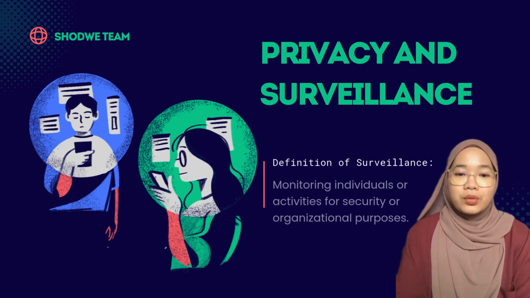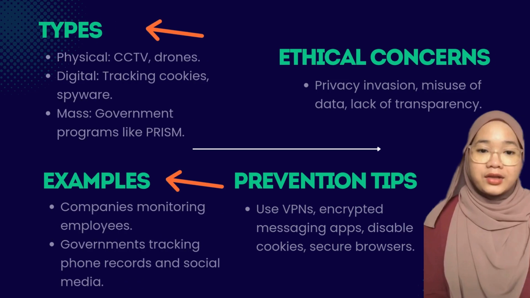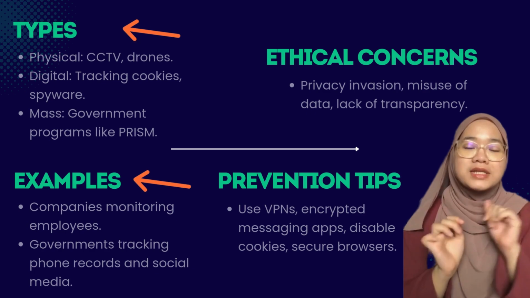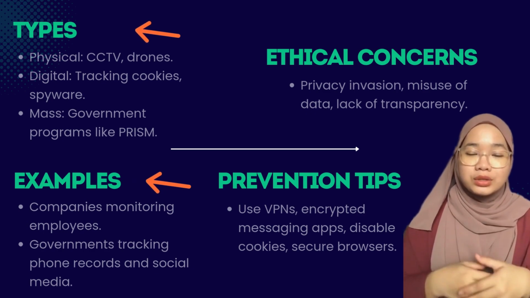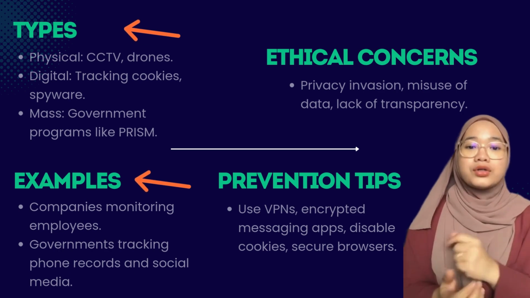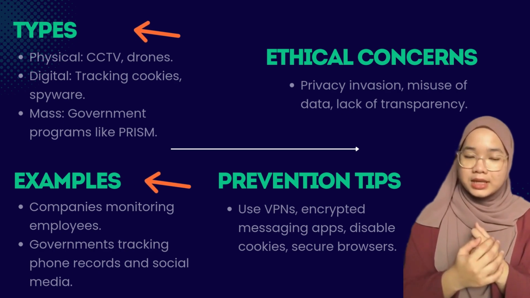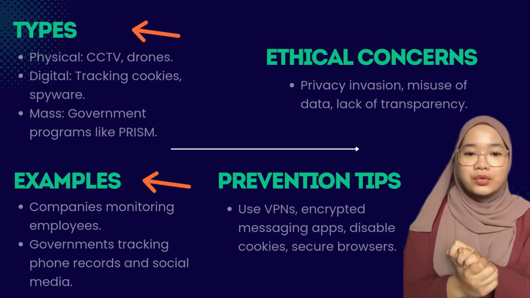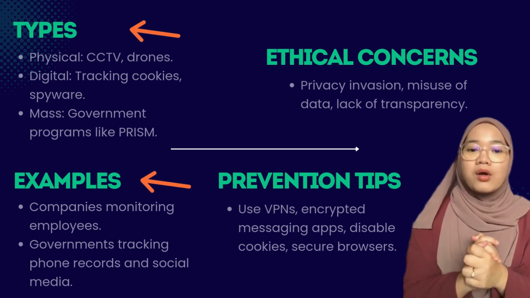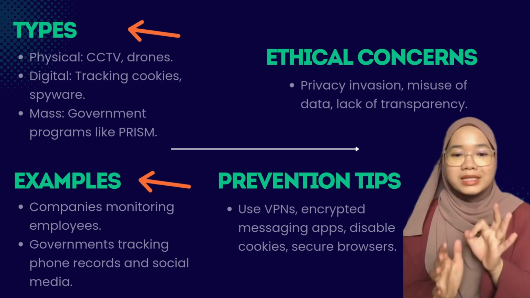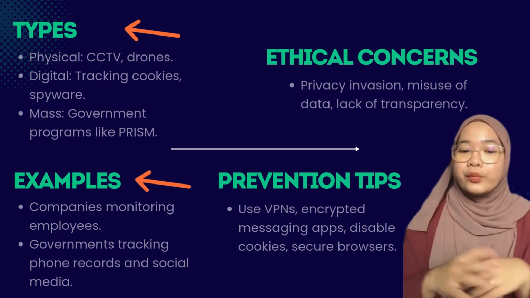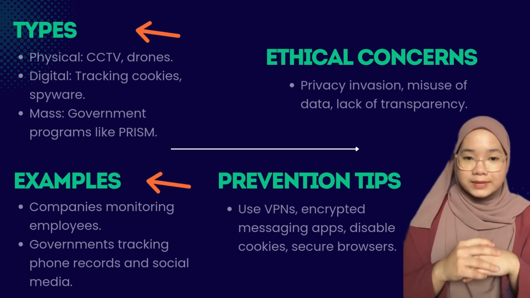Surveillance refers to monitoring activities or communications to gather information. There are three main types, which are physical, digital, and mass. For physical surveillance, they use tools like CCTV cameras or drones to monitor movements. For digital surveillance, they track online activities through cookies, spyware, or social media. Mass surveillance involves governments monitoring populations through programs.